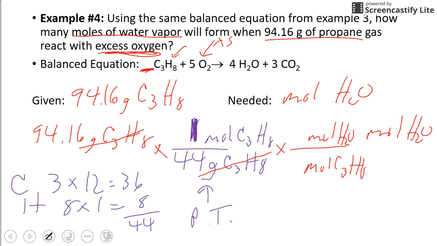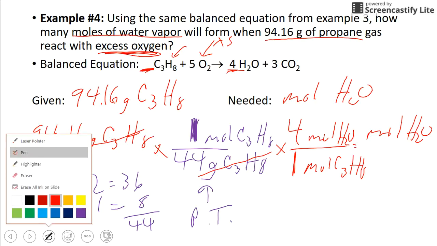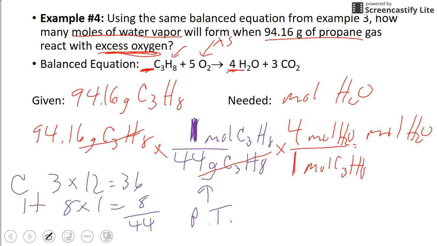C3H8 has a coefficient of, there is no coefficient. It's an understood 1. We wouldn't have written it if there wasn't some in there. Moles of water, coefficient is 4. So now we multiply 94.16 times 1 times 4 divided by 44. And we get an answer of, in this case, number 4. We're going to get an answer of 8.56 moles of water. So that's 94.16 times 4 divided by 44.